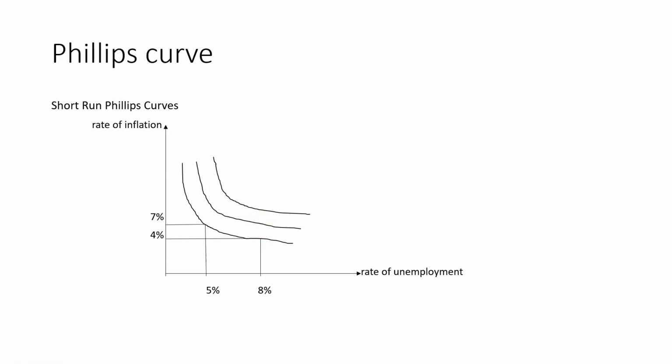Now, Friedman's contribution to this whole discussion about the relationship between inflation and unemployment was he argued that in the long run, the Phillips curve would be vertical.